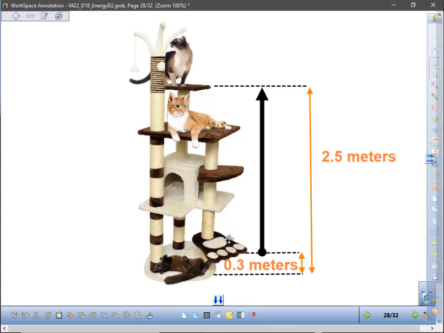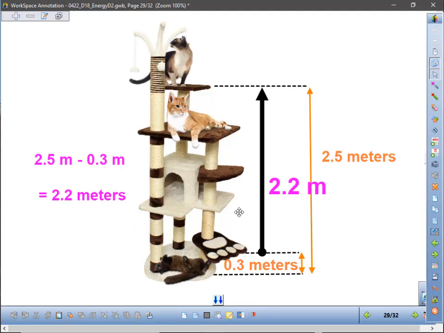So what's the distance from here to there? Well, you got 2.5 meters and 0.3 meters. So you're just going to subtract, right? Find the distance, and that'll give you 2.5 minus 0.3 is 2.2 meters. So basically this is 2.2 meters. Figured out. So Kitty is going to move 2.2 meters. Let's go ahead and plug this whole thing in and solve for the work done when Kitty goes from this step to the top step.